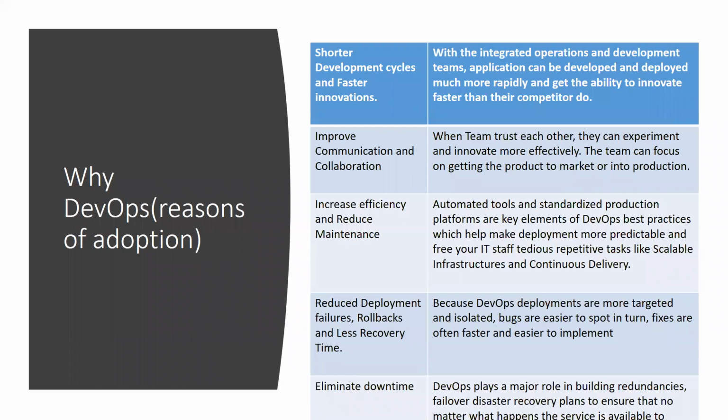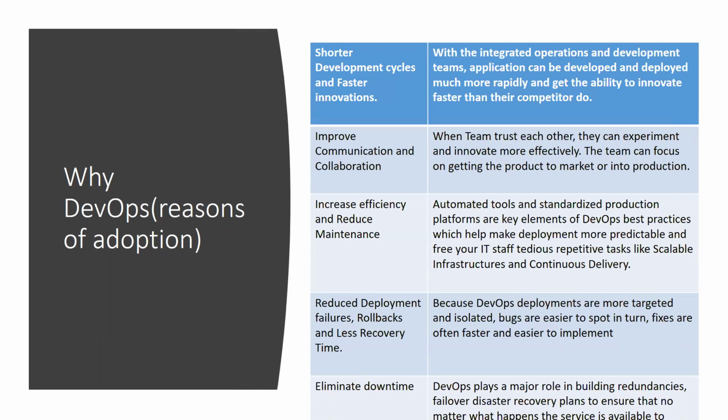Why is DevOps adopted by the market? What are the main reasons? There are a few reasons by which everyone is looking for the DevOps process. There are shorter development cycles and faster innovation. As we keep discussing, it is in hours and it is very fast, with rapid deployments.